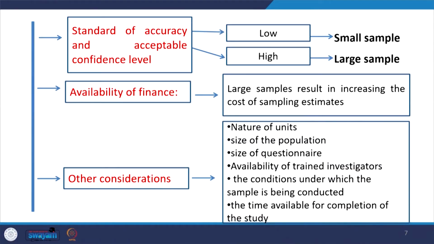Regarding availability of finance, if it is higher, then large samples result in increasing cost of sampling estimates. Some other considerations are equally important, like the nature of units you are supposed to take, size of the population, size of questionnaire, availability of trained investigators, the conditions under which the sample is being conducted, and the time available for completion of the study. These are also considered while taking the sample.